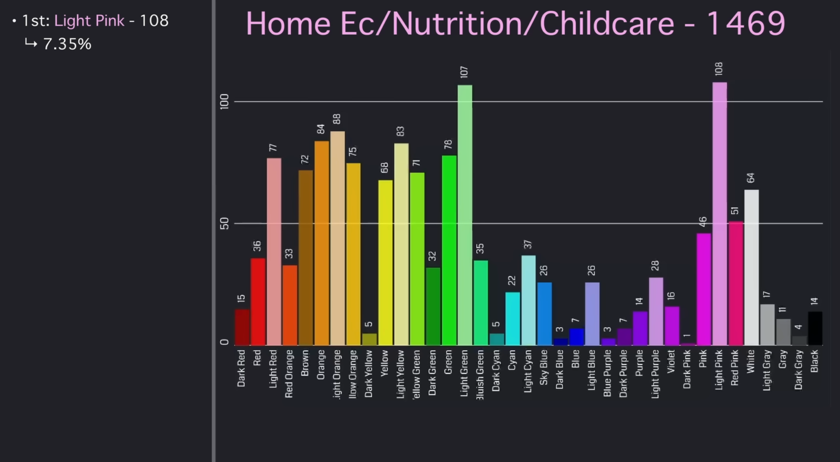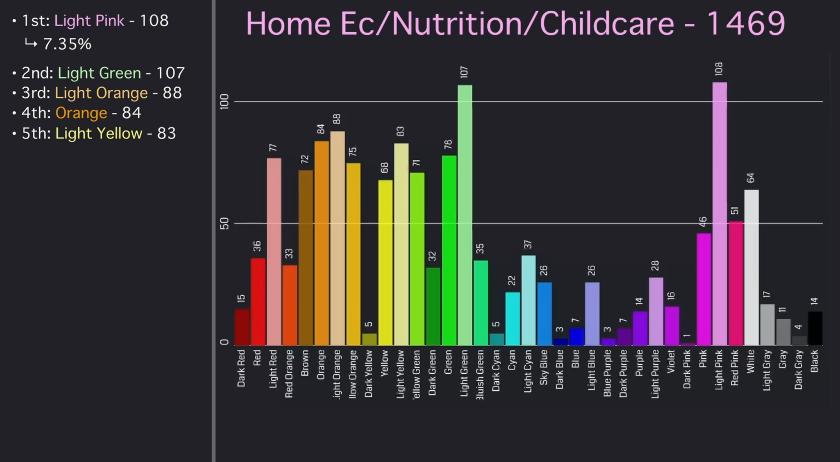Right behind light pink, and I mean literally right behind, we have light green with 107 votes, only a single vote of separation between the top 2. Following that we have light orange in 3rd, orange in 4th, and light yellow in 5th. There are 2 patterns we can see with this subject.